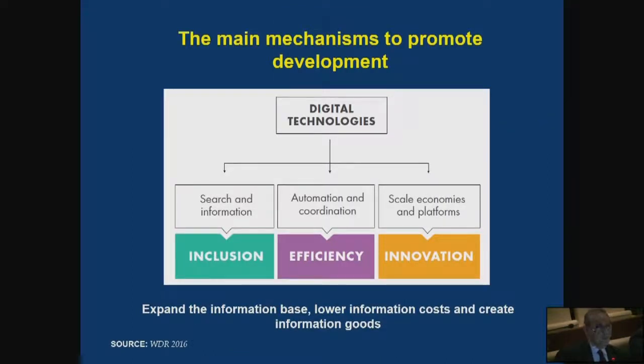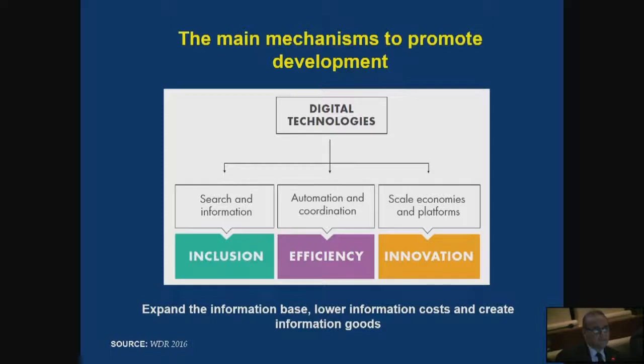So let me first start with this idea that came from the WDR that the World Bank did. Basically, the core idea is that access to these technologies could create inclusion, efficiency, and innovation. Inclusion, because it reduces the search for information, so it reduces the asymmetry of information. It can make it automatic, which increases efficiency. And it can create innovation because you can create economies of scale, and also what we call network externalities, which is something very positive and can make it cost effective.